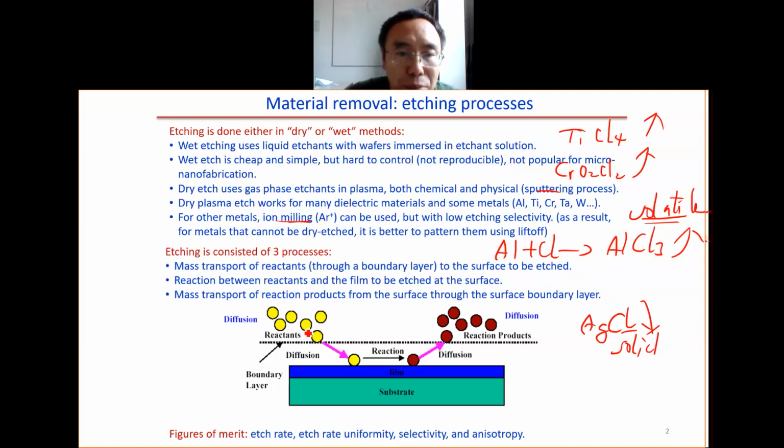So the etch has 3 steps. The etchant transports to the surface. Then there is a chemical reaction. Then the etchant leaves the surface.